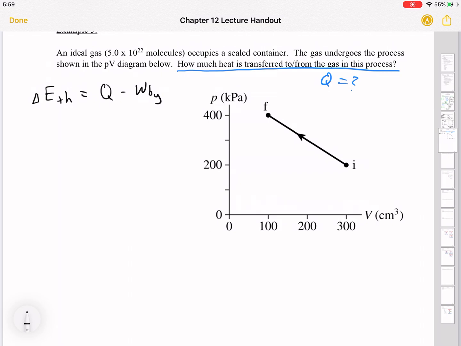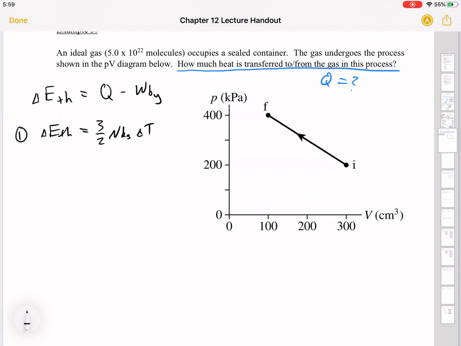So if I could figure out the thermal energy change and the work done on the system or by the system, I could use both of those to find the heat added. Right? Well, okay. So I know a way to get delta E thermal. We've done this in the past. It's 3/2 NK delta T.